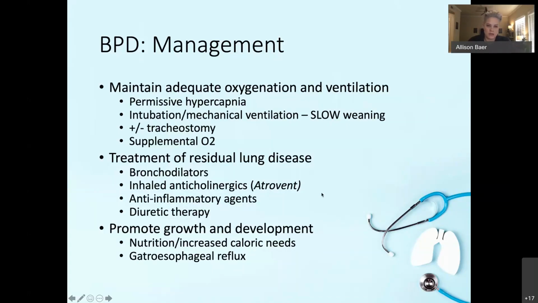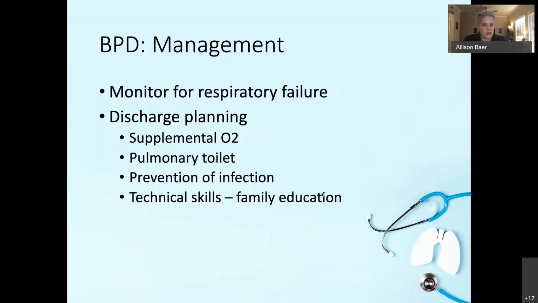So they're probably going to be on long-term bronchodilators, Atrovent. They're going to have probably a regimen of respiratory treatments. And diuretic therapy to keep them on the drier side, because their lungs are going to be prone to pulmonary edema. And then promoting their growth and development with nutrition, increased calories, and a lot of times they have some associated GERD, so treating that as well. And then as they get worse, or especially if they're in the hospital for something active, monitoring for respiratory failure, and then getting ready for discharge planning.